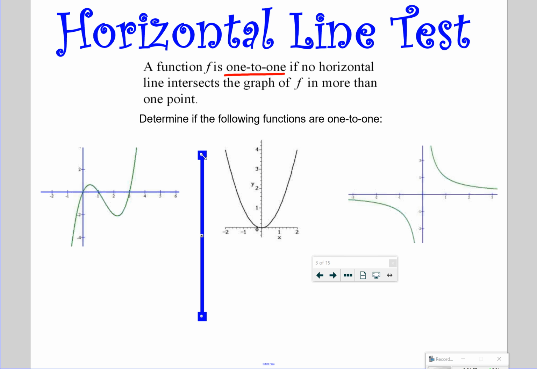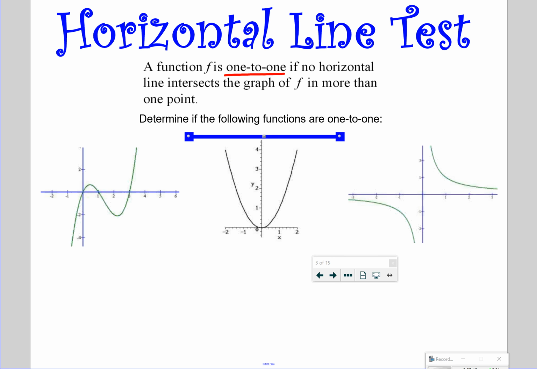Okay, so let me see if I can make this a horizontal line. There we go. All right, and we're going to do the same thing now. Only difference is instead of dragging it left and right, I'm going to drag it up and down. I only want to touch one part of my graph at a time. And you can see somewhere like here we have an issue. Right now my blue line is touching 3 different parts on the graph. So this is not a one-to-one function, and we'll label that in a minute.